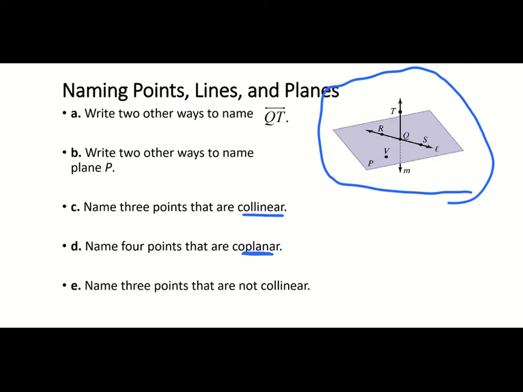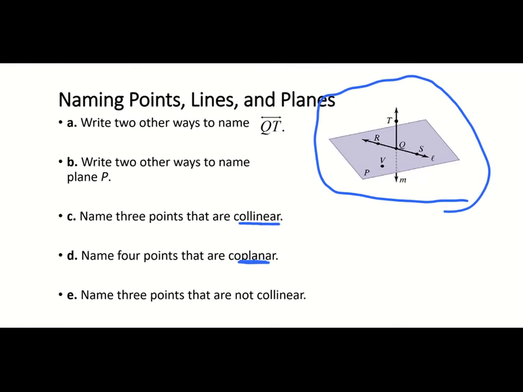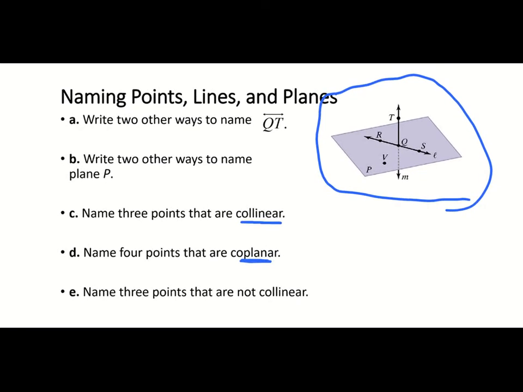Okay, so now I want you to check your answers. Hopefully you took some time to answer the questions. Two other ways to name line QT. So here is line QT right here. If you'll notice, it actually goes through the plane. So one other way to name it, they have a little M right here. So we could call it line M. Or remember, the order of the points doesn't matter. The only 2 points on that line are Q and T, but I can name it line TQ.